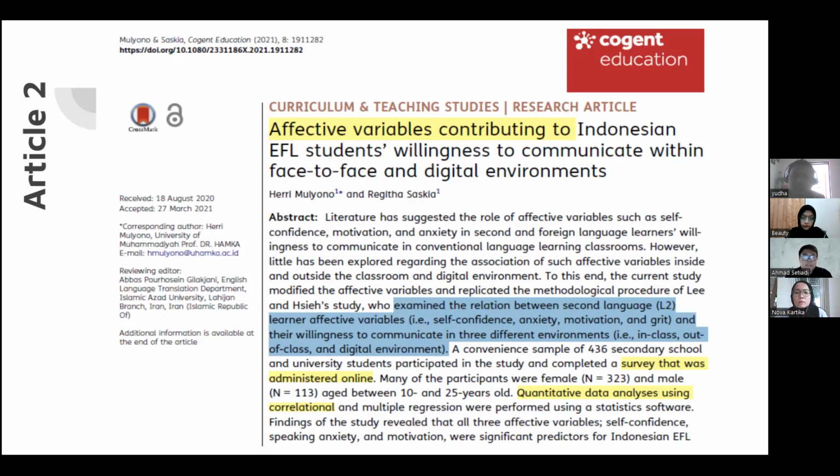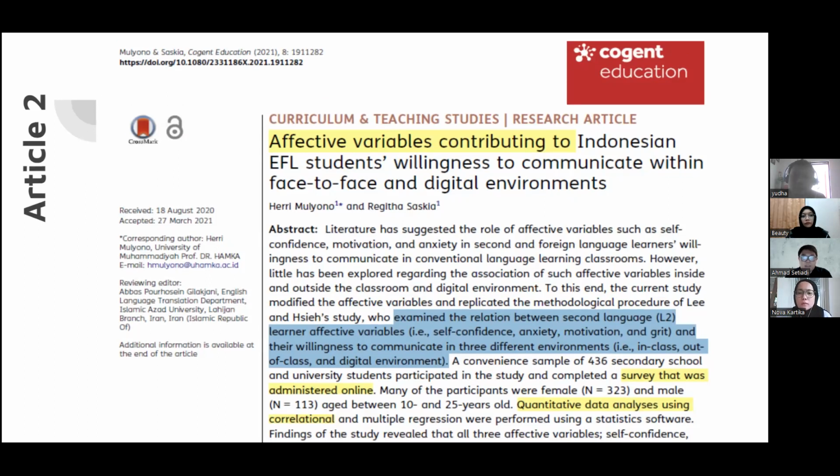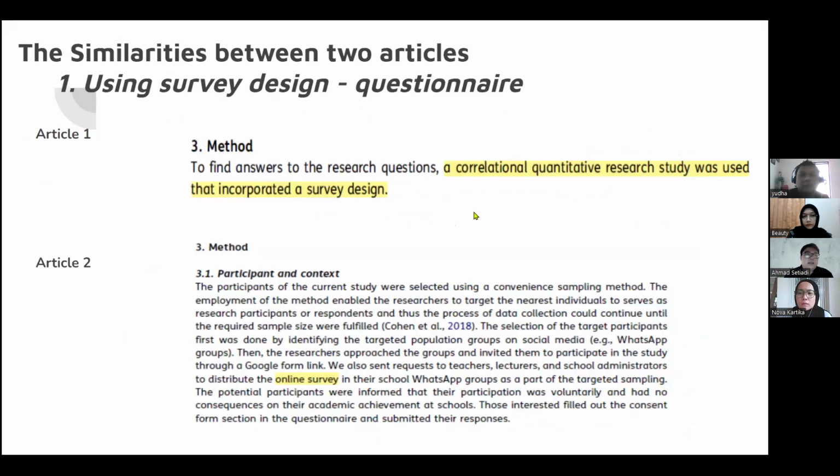Okay, and the survey was conducted online where the participants had to complete the Google form. Now we are going to discuss the similarities between these two articles. Both researches used survey design, and the researcher used the questionnaire to gather the data.